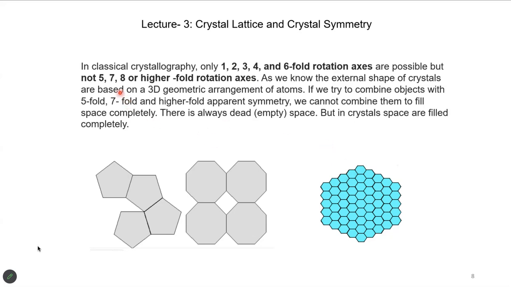But if we take a five-fold symmetry, here is a six-fold rotation. If we take a five-fold one, it's a five-fold object. If we stack it, we will be left with dead space or empty space. If we take an eight-fold symmetry, you will have an empty space here. In a crystal, unit cells do not leave any empty space. Therefore, 5, 7, 8 or higher fold rotational axes, we don't get in classical symmetry.